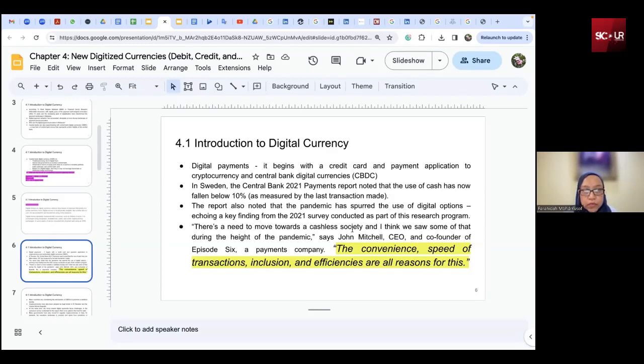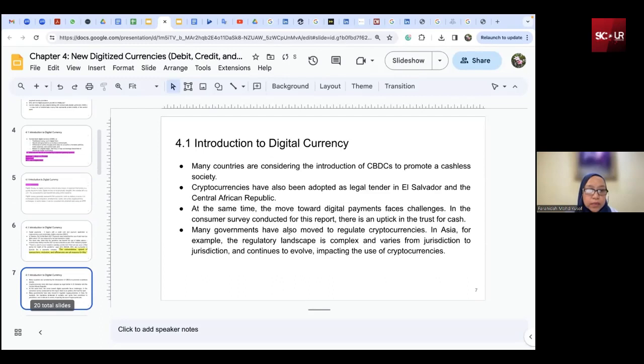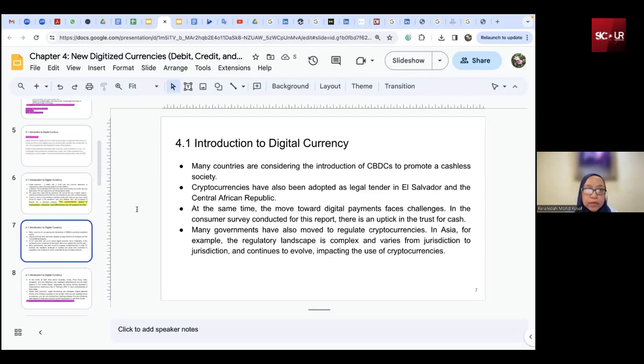So, there's a need to move towards a cashless society, and I think we saw some of that during the height of the pandemic. So, John Mitchell, the CEO and founder of the payment company, said speed, transaction, inclusion, and also efficiencies are all reasons why people move to digital payment. So these are the advantages of the digital currency. Ni kan. Okay, so 7.